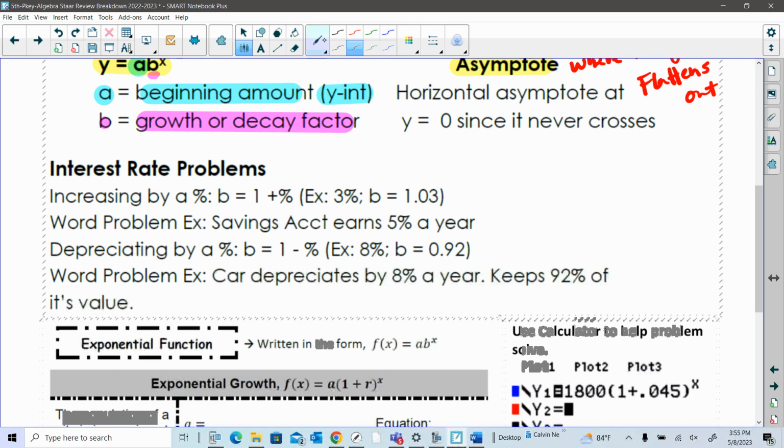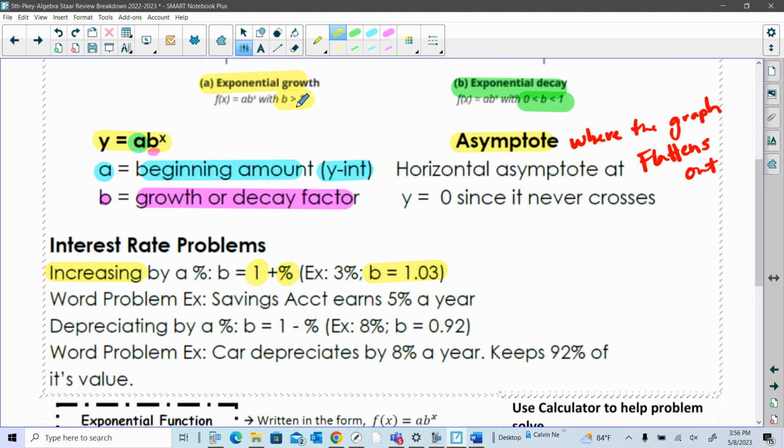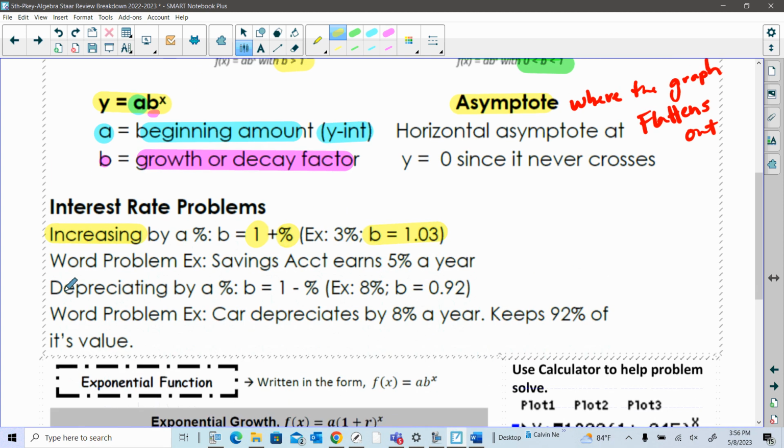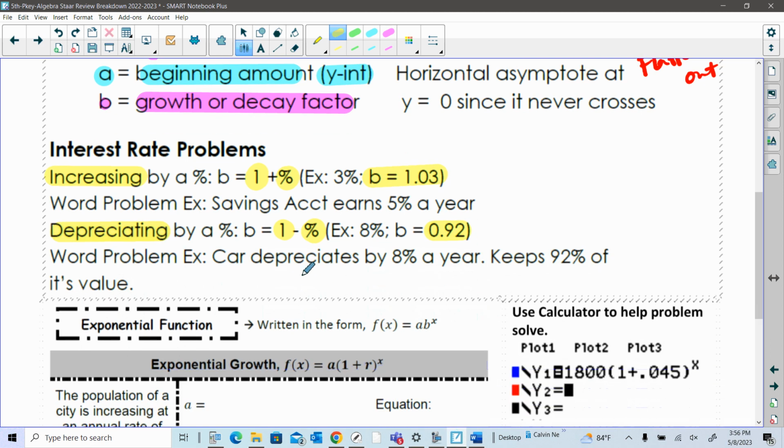So another key thing is for growth, we should see increasing, and that increasing is 1 plus the percent. So b should be greater than 1. If it's depreciating or decreasing, this is when we're doing 1 minus whatever the percent is. Now we always write that percent as a decimal, okay? And that's just an example.